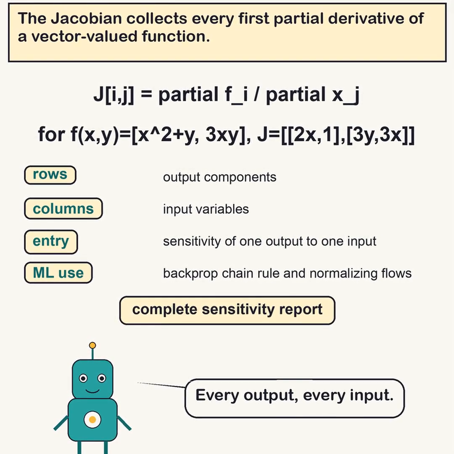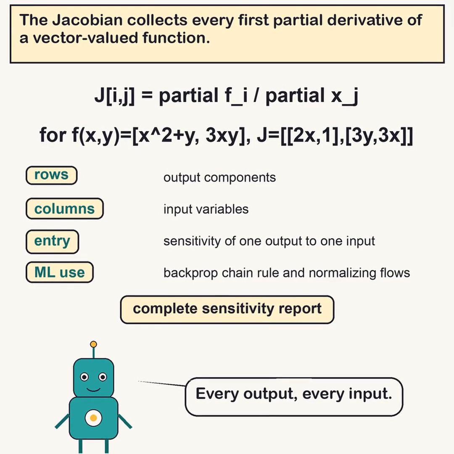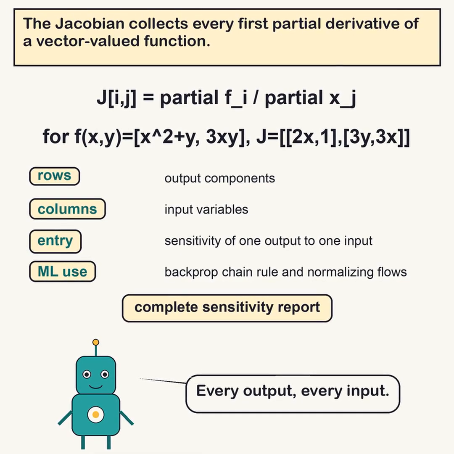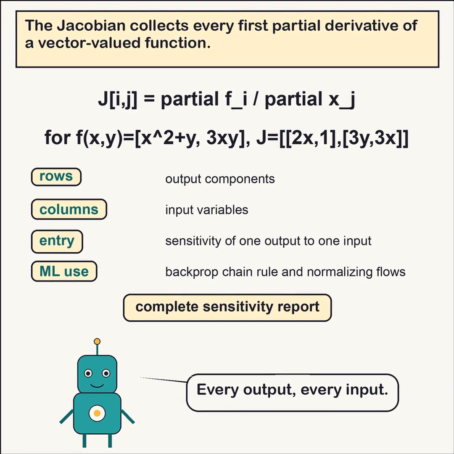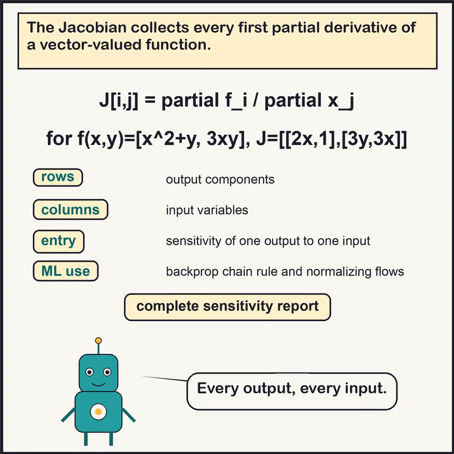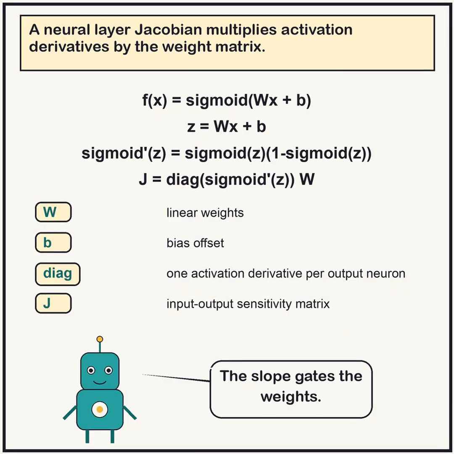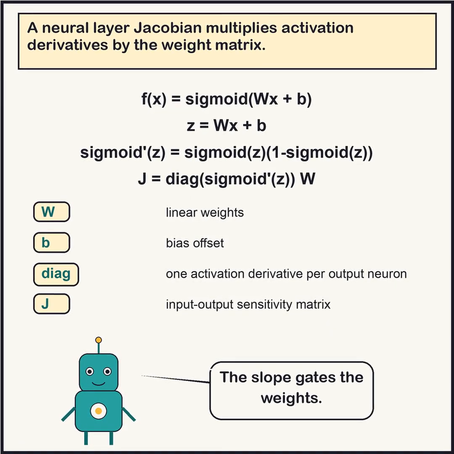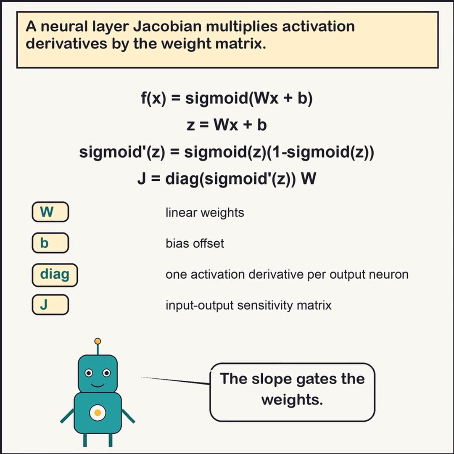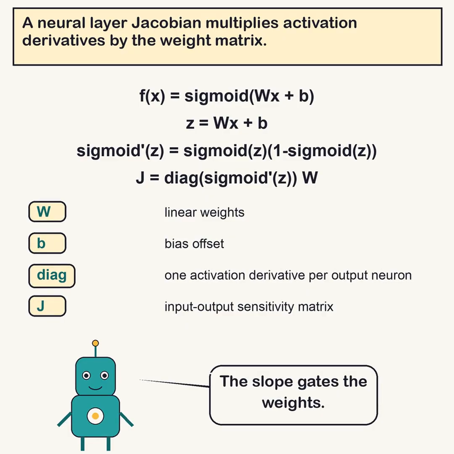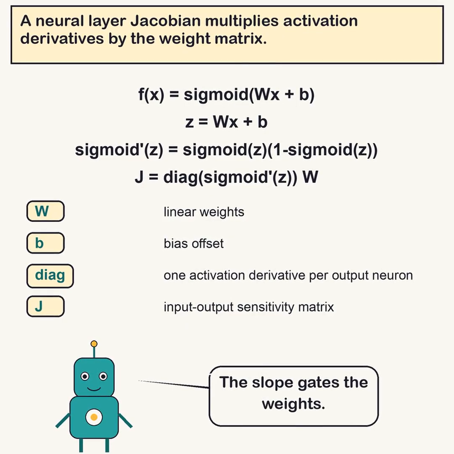Rows correspond to outputs, columns correspond to inputs, and each entry says how one output changes when one input moves. Real-world analogy: a Jacobian is like a control panel map showing which knob affects which output gauge. For a neural layer, first compute z equals Wx plus b. The sigmoid derivative gives one slope per output neuron, so the Jacobian is the diagonal slope matrix times W.